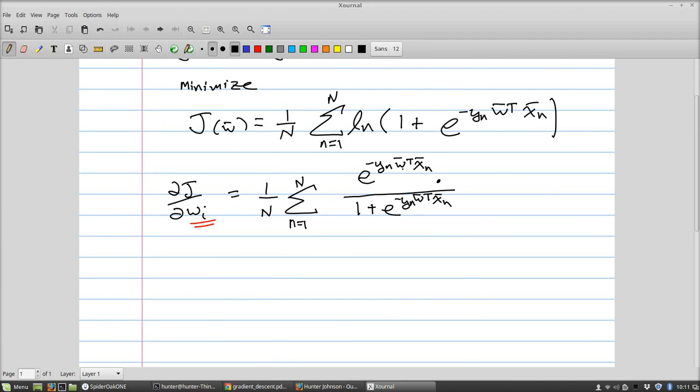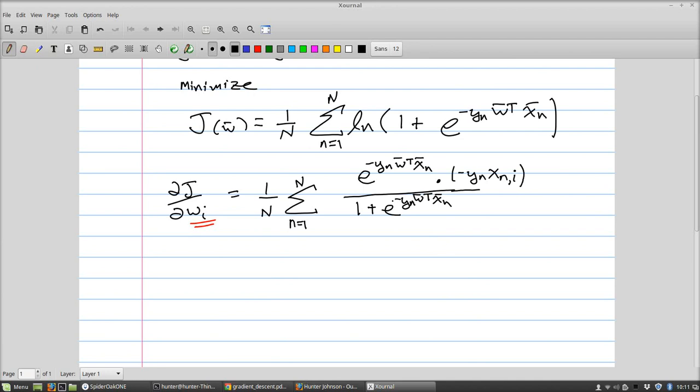So wi is inside this dot product here, and it's hitting two things. It's hitting y_n, or negative y_n, and it's also hitting x_i. So what pops out is minus y_n times, wi is gone, and you get x_i here. And it's actually x_n comma i. So this is row n, column i of the big matrix X. Okay, so that's what it is.